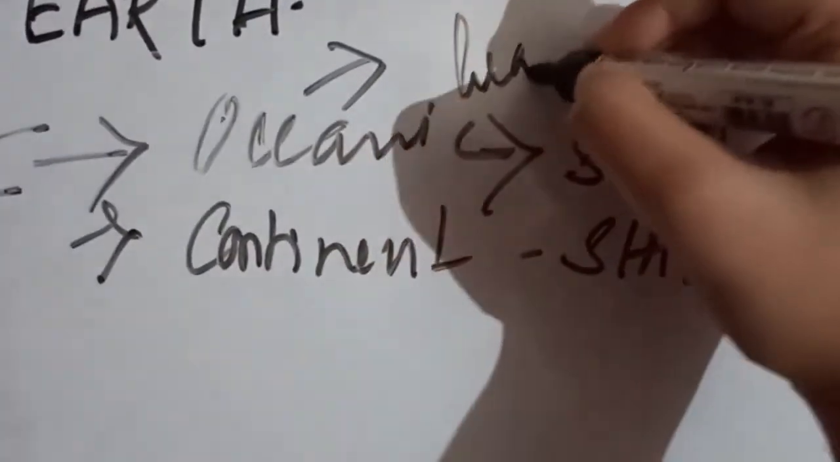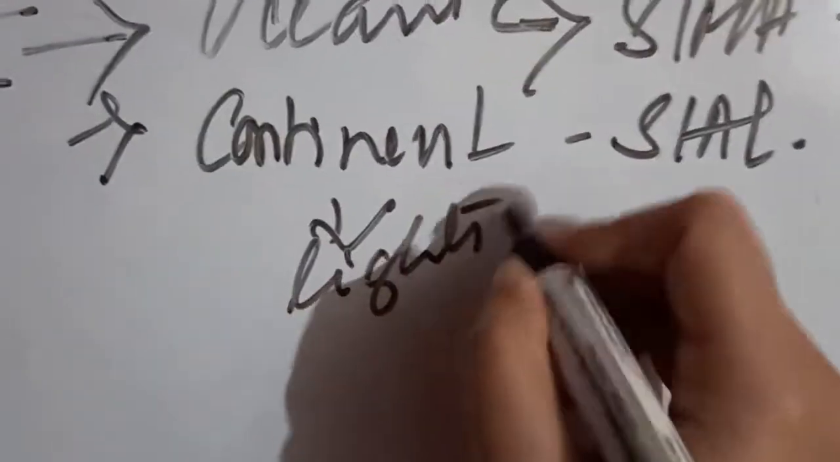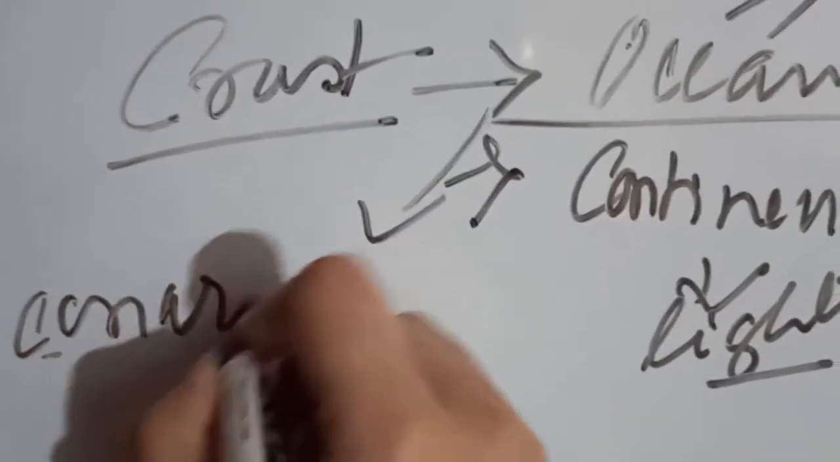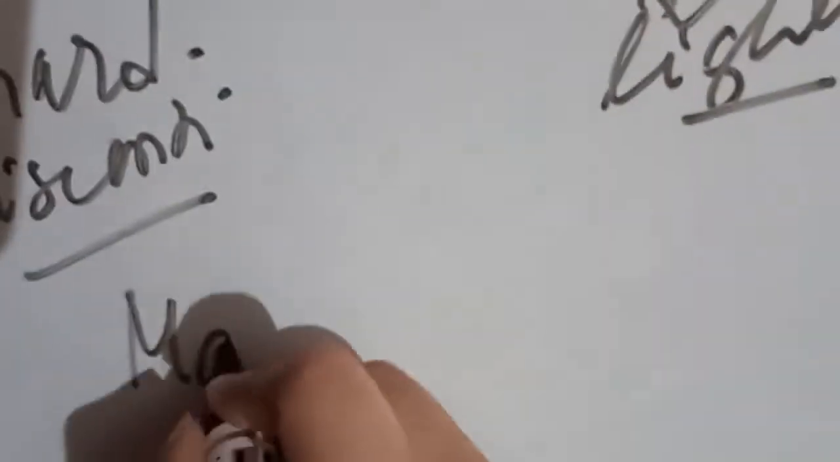The oceanic part is heavier and the continental part is lighter, and as a result the continent floats above the oceanic crust, and there is a layer of separation between these two, which we call the Conrad discontinuity. In this video I'm going to go into details about the next layer of the earth, that is the mantle.